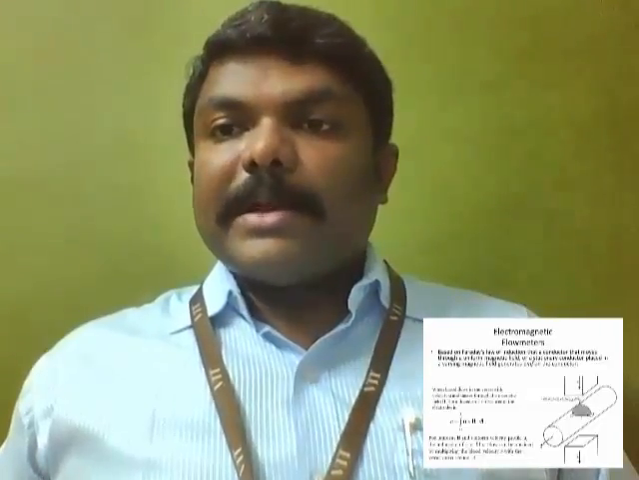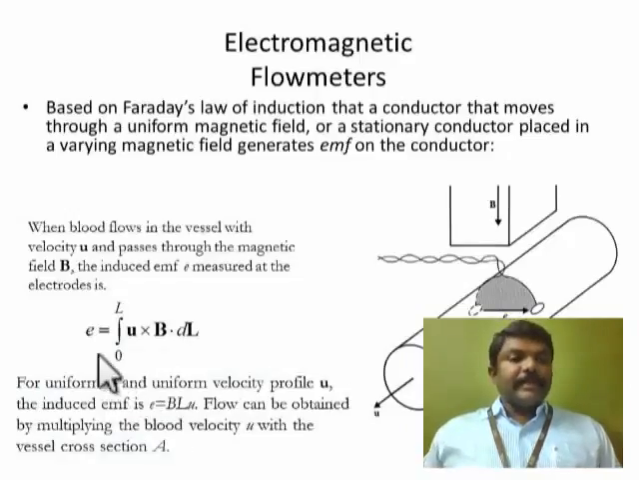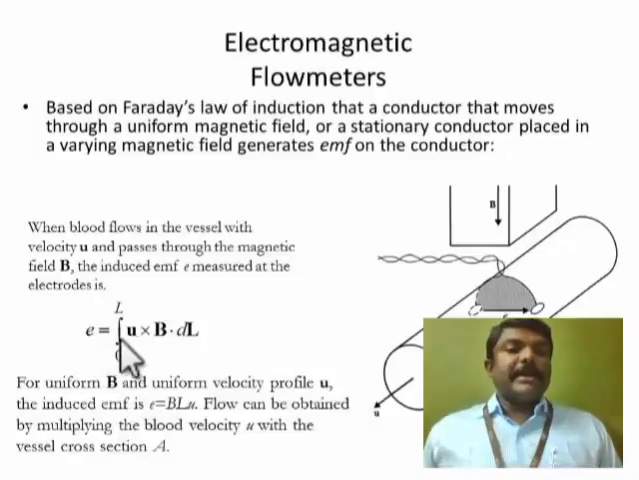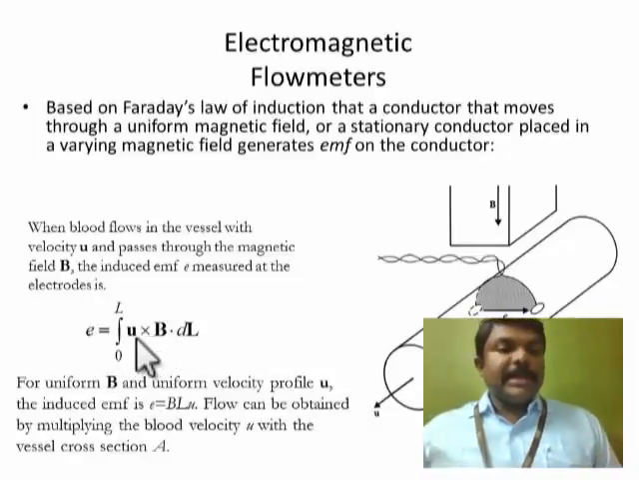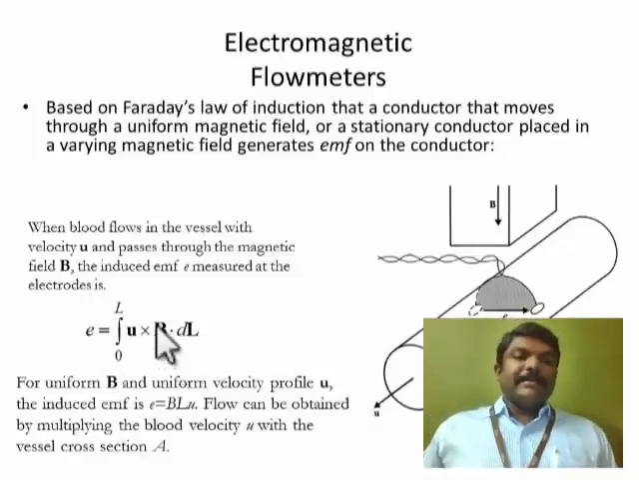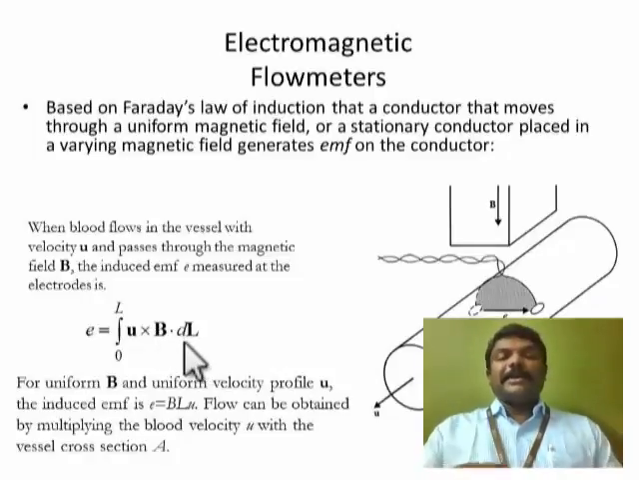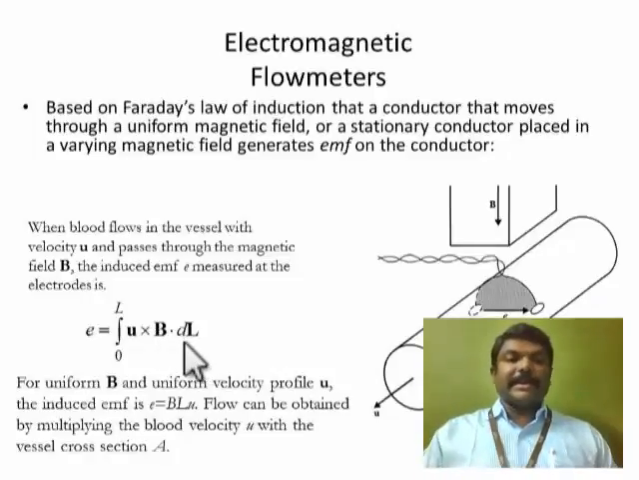From these three parameters, the induced EMF is given by e = UBL. Here U is the velocity, B is the magnetic field, and L is the diameter, that is the length of the conductor, where the magnetic field is acting.